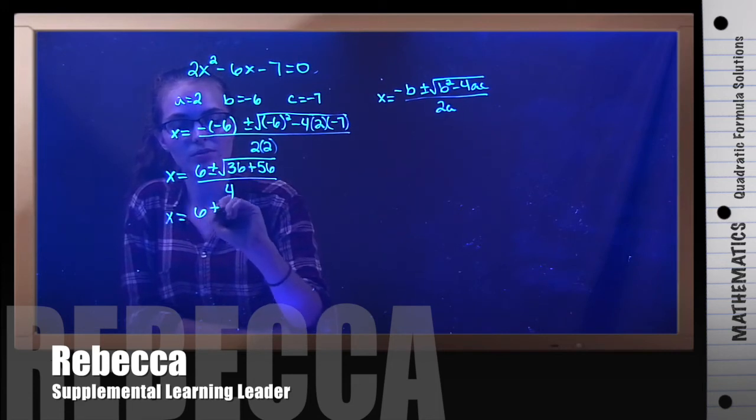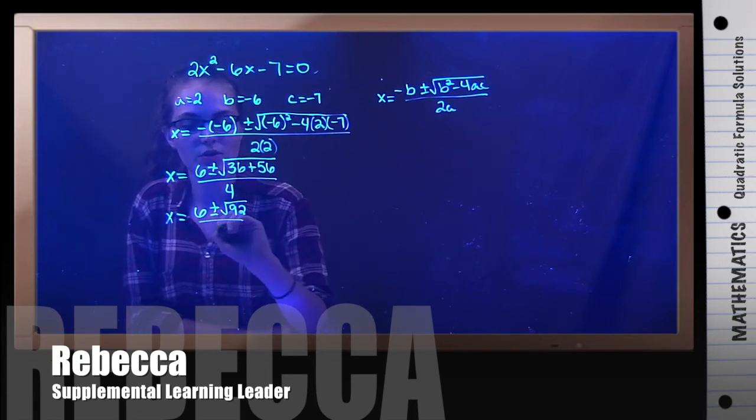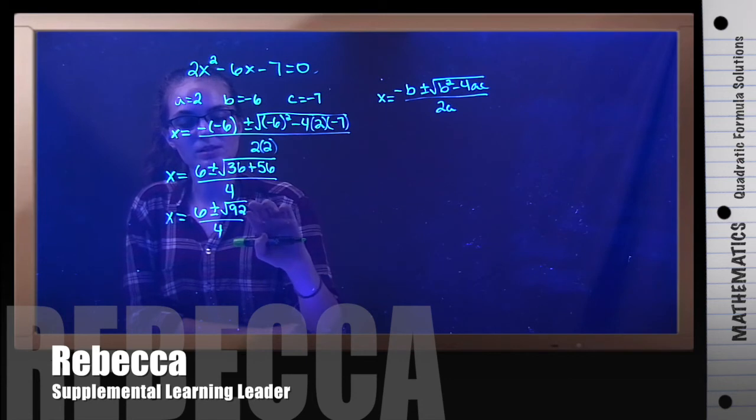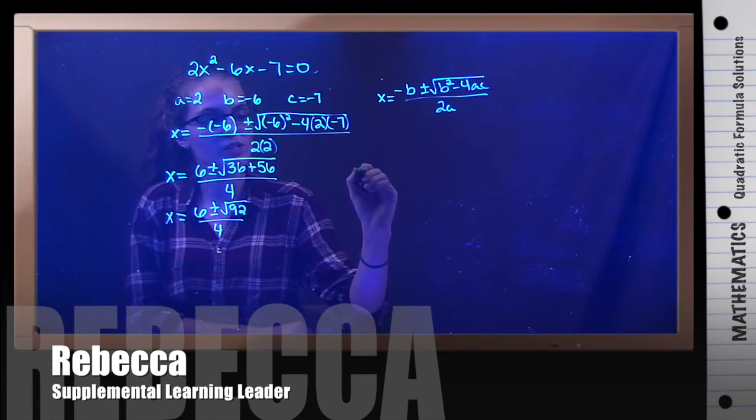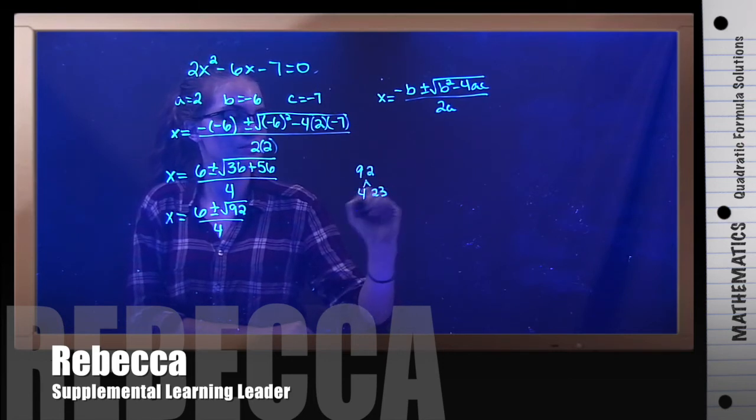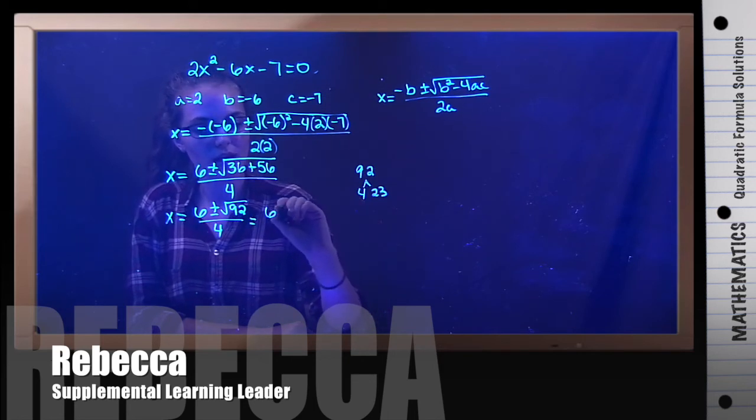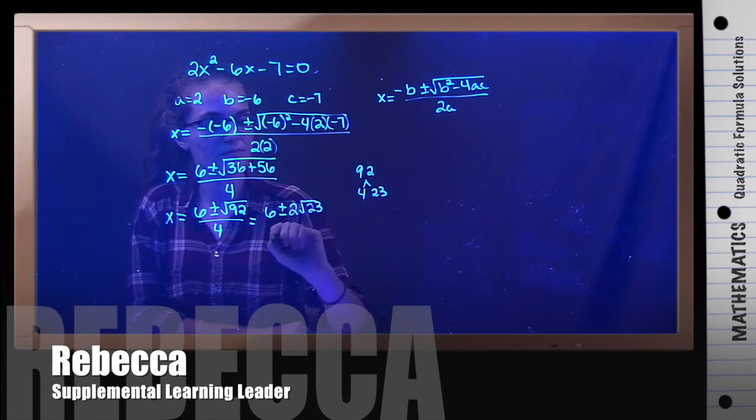Then we have 6 plus or minus. When you add 36 and 56, you get the square root of 92 over 4. Now we can simplify this 92, and you always want to simplify the radicals if you can, because we know that 92 is 4 and 23, and we know that 4 is a perfect square, and the square root of 4 is 2. So we really have 2 square root of 23 all over 4.